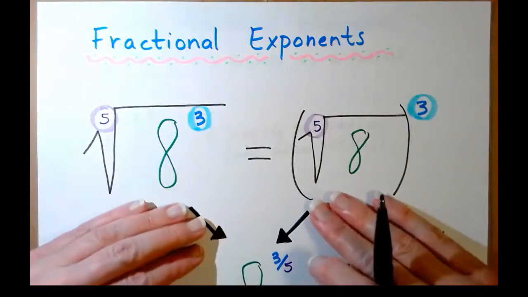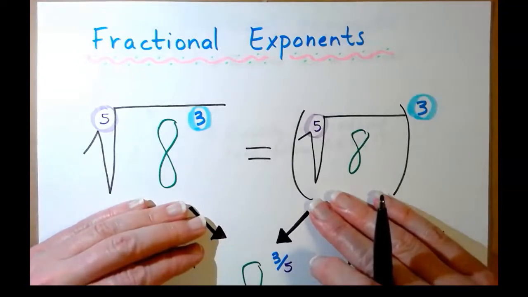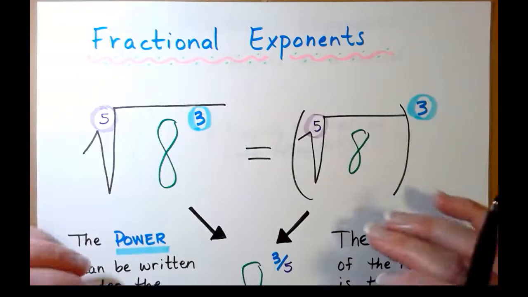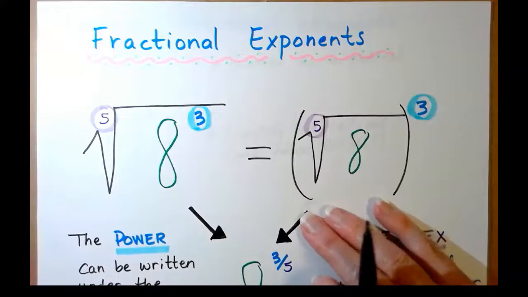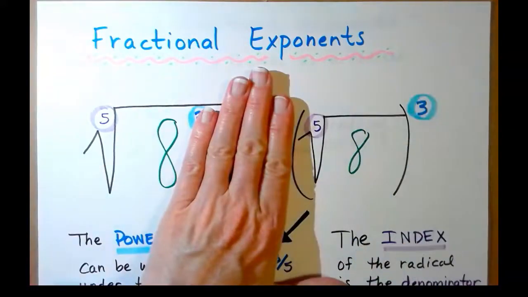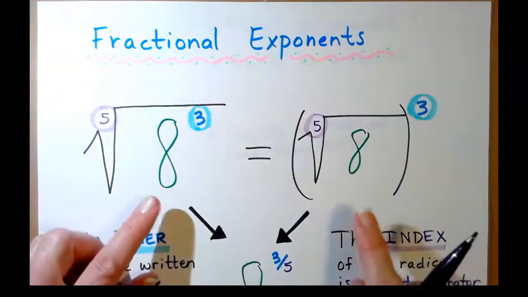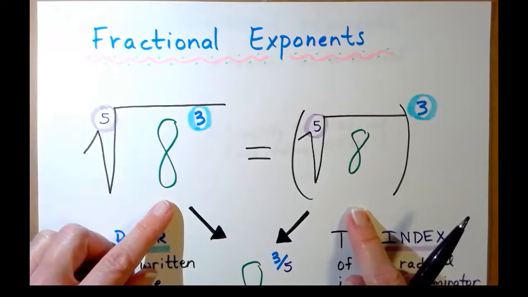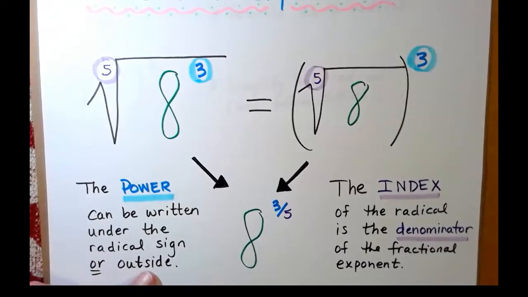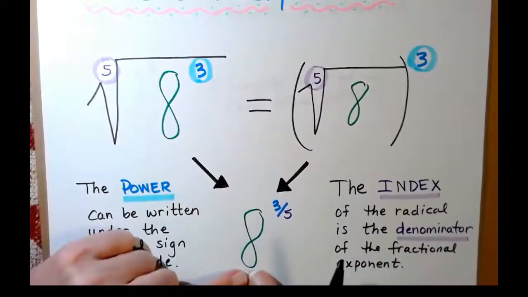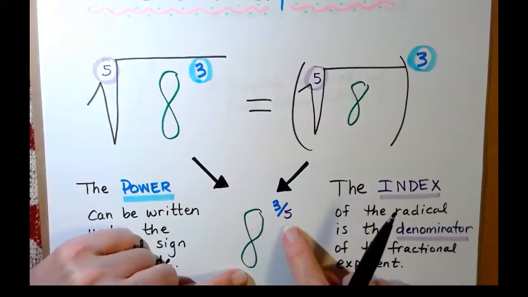So what we see here are two radicals that are implying the same exact evaluation. So we have the fifth root of 8 to the third. It can also be written as the fifth root of 8 raised to the third power. So both of these radicals mean exactly the same thing. The power can be written under the radical sign or on the outside, and they both mean exactly the same thing. And if we were going to rewrite them in the form of a fractional exponent, they would turn into simply 8 to the 3/5 power.